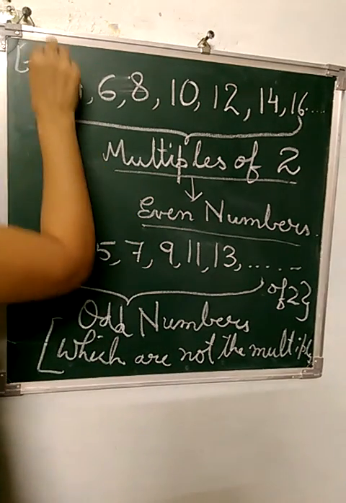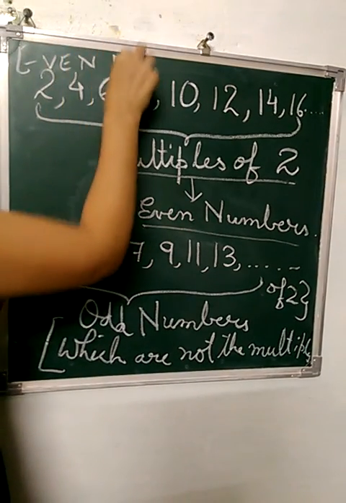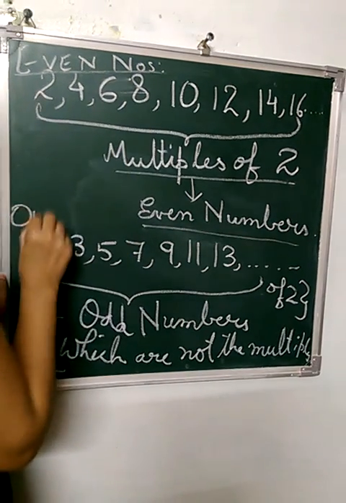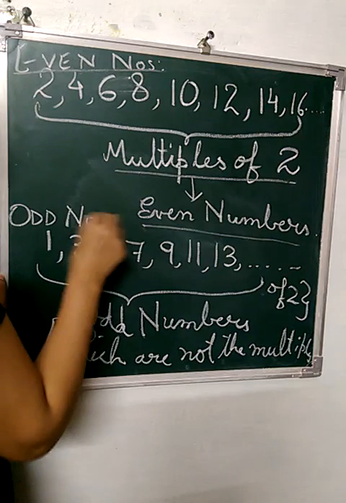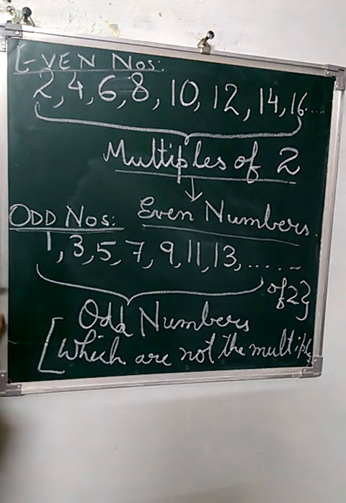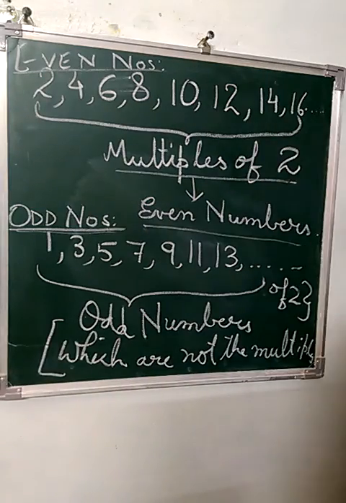So you can write here even numbers and odd numbers. This completes the definition of odd and even numbers, prime and composite numbers. Now we'll go ahead.